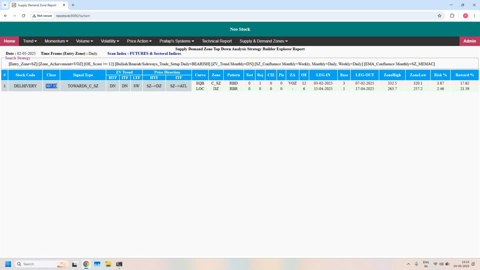Current closing price is 307 and zone low entry is 320, but you need to fine tune the zone because risk is very high. Okay, fine. This is about bearish.